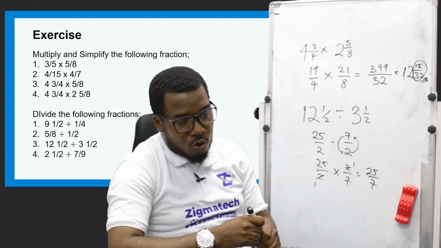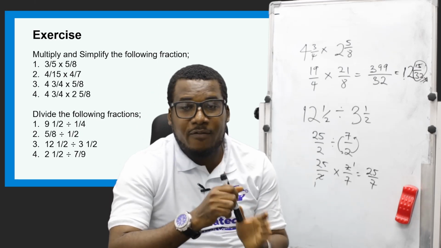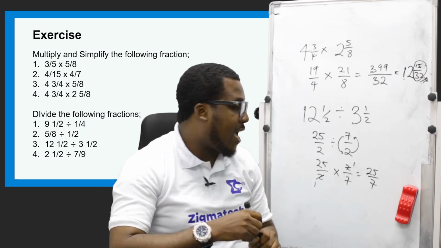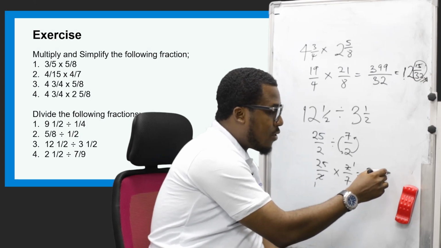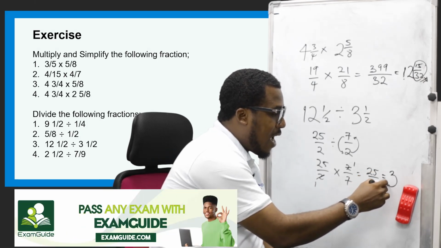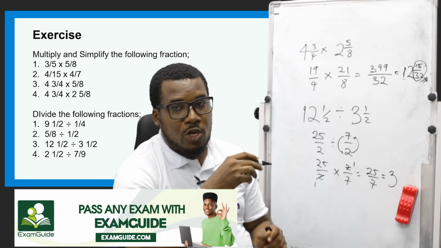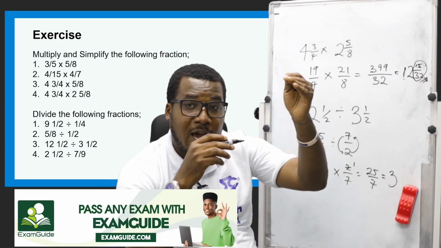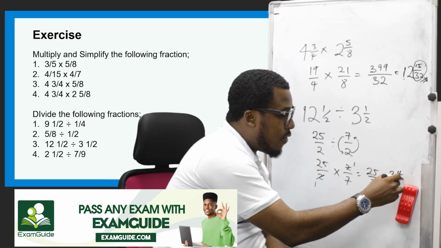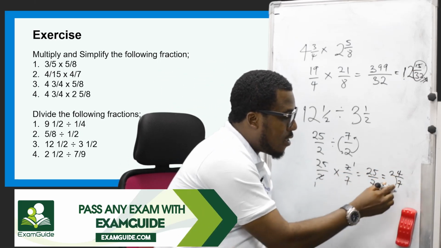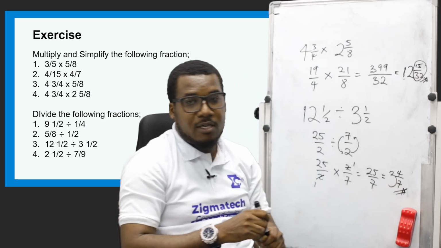You break it down to the lowest. 25 divided by 7 will go 3 times, because 3 times 7 will give us 21. Thus, it will go 3 times, and then it will remain to get 21 to 25, you need 4 more. So it will remain 4 over 7. This is our final answer.